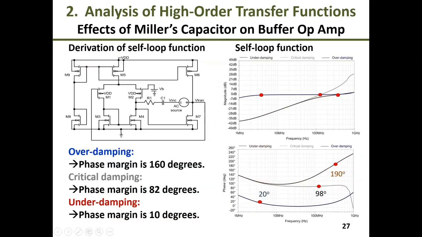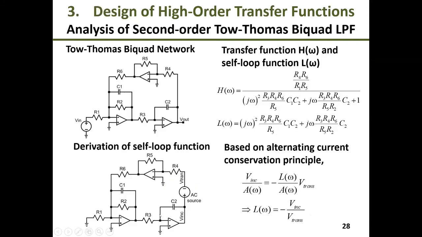And now let me show the phase margin in case of underdamping region. The phase margin is very small. At unity gain, you can see that the phase margin is about 10 degrees. And next, let us review shortly the behavior of a second order Tow-Thomas biquad network.